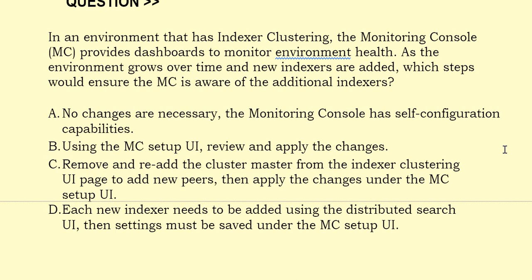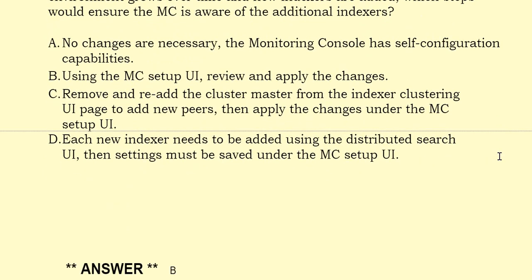Option C, remove and re-add the cluster master from the indexer clustering UI page to add new peers and then apply the changes under the MC setup UI. Option D, each new indexer needs to be added using the distributed search UI. Then settings must be saved under the MC setup UI. The correct answer is option B.